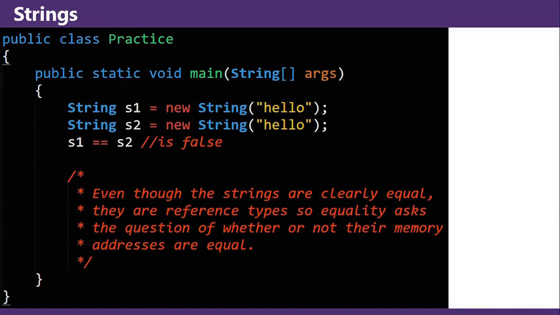Reference types. Strings. String s1 = new String("hello"), String s2 = new String("hello"), s1 == s2 is false. Even though the strings are clearly equal, they are reference types, so equality asks the question of whether or not their memory addresses are equal.